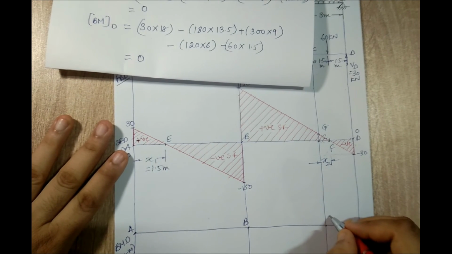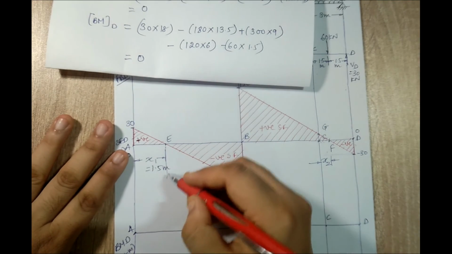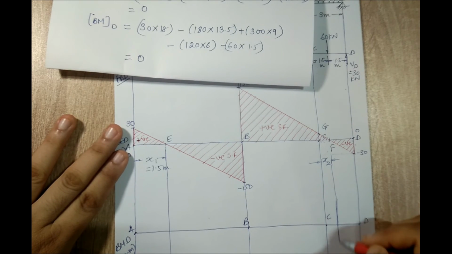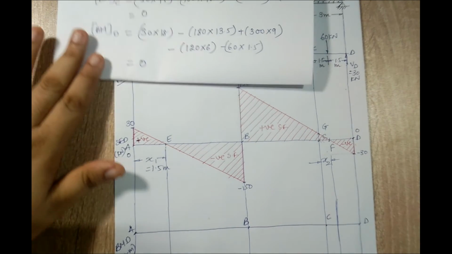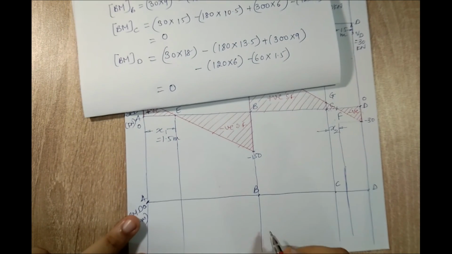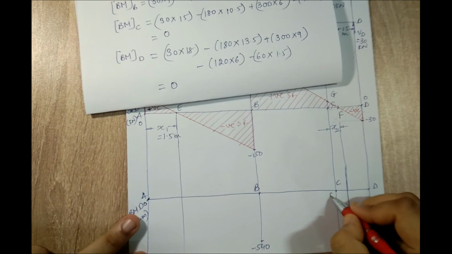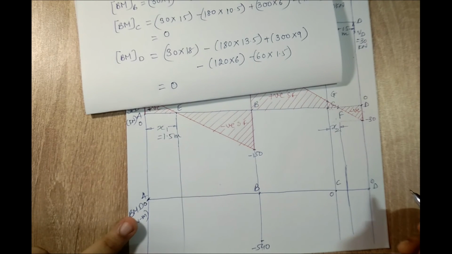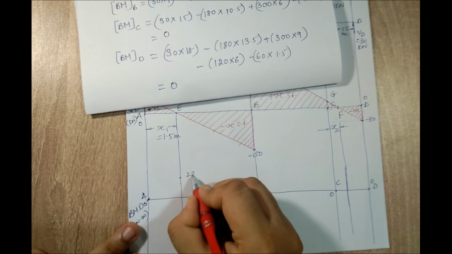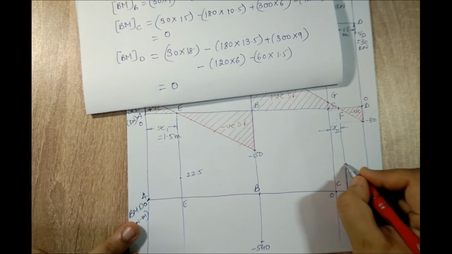This is my point C and this is my point D. Now I'll project this point E and F as well. So I'll start plotting. Bending moment at A is 0. At point B is minus 540. So it is down here. At C the value is 0. At D the value was 0. And at E this value was 22.5. And at F again the value was 22.5.